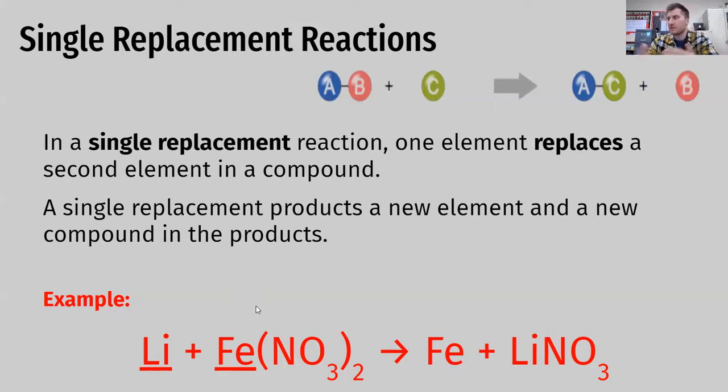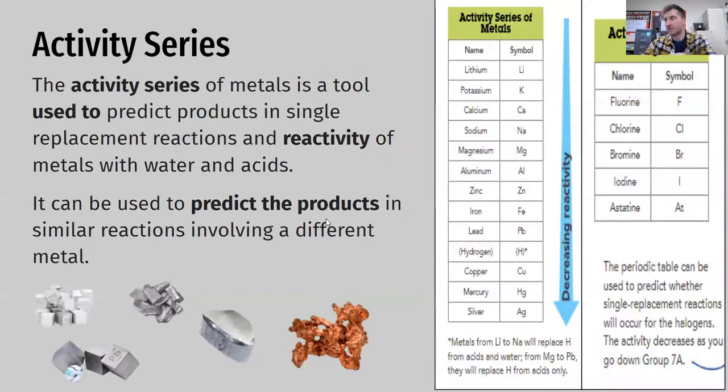So all of this is made possible with one very important tool. And that important tool is called the activity series. The activity series is a series of metals, and it's used to predict products in a single replacement reaction and identify the reactivity of metals with water and various acids. It can be used to predict the products in similar reactions that involve a different metal.